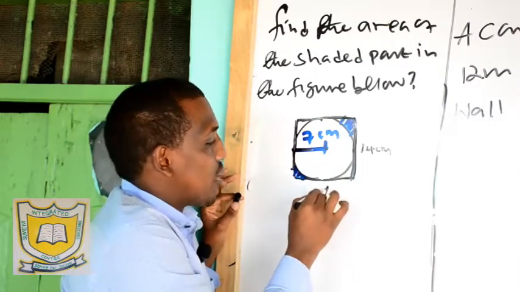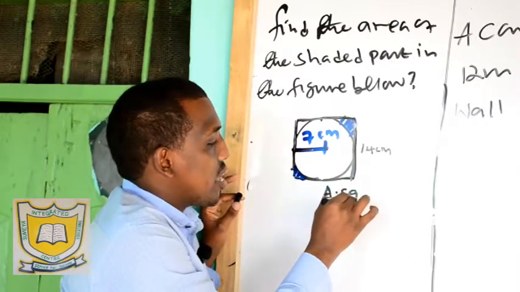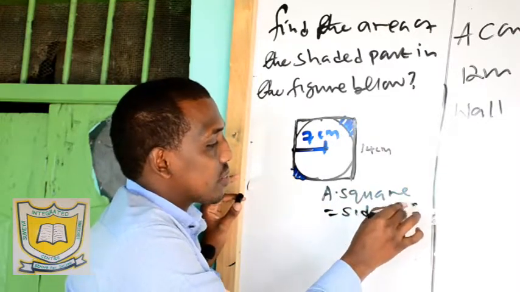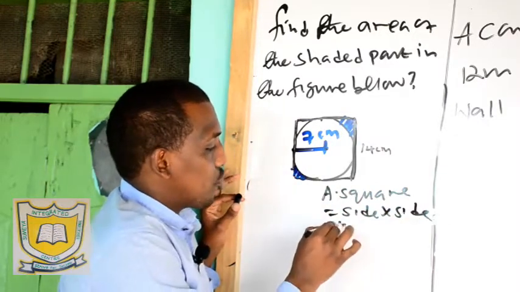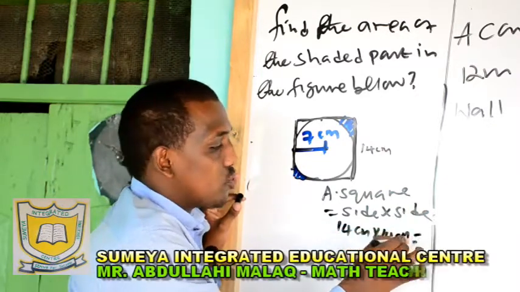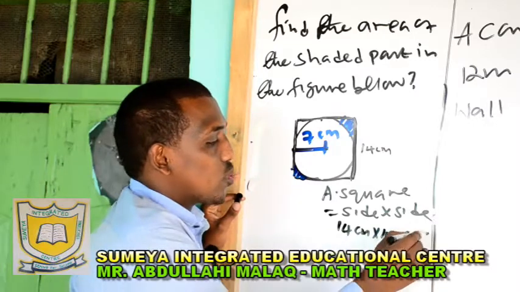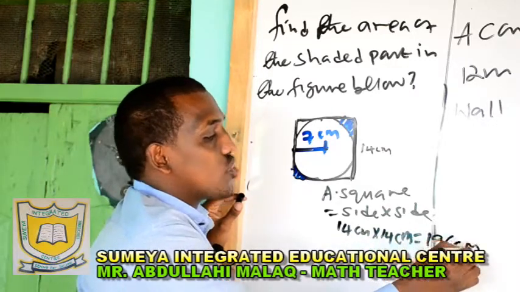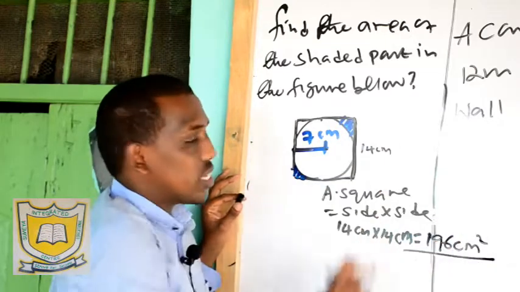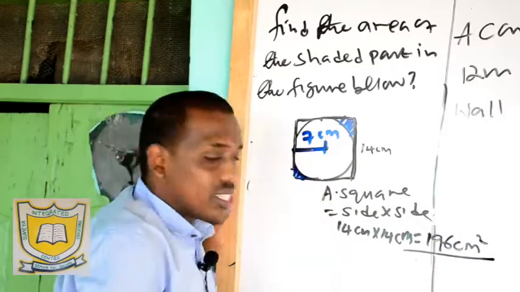So we get the area of the square now. Area of the square is equal to side times side, which is 14 centimeter multiplied by 14 centimeter. 14 times 14, you will get 196 centimeter squared. That's how we get it, since the square root of 196 is 14. What is remaining is the area of the circle now.